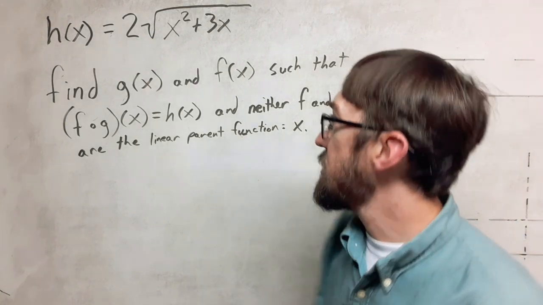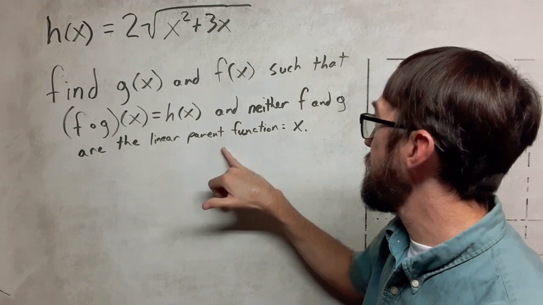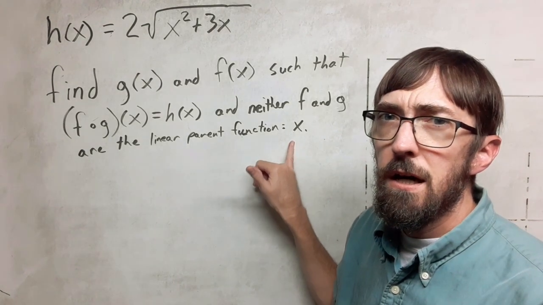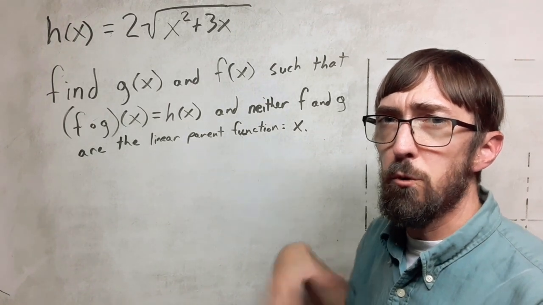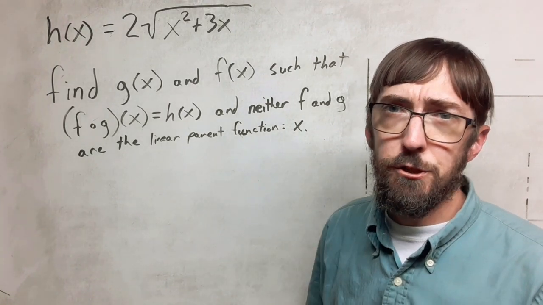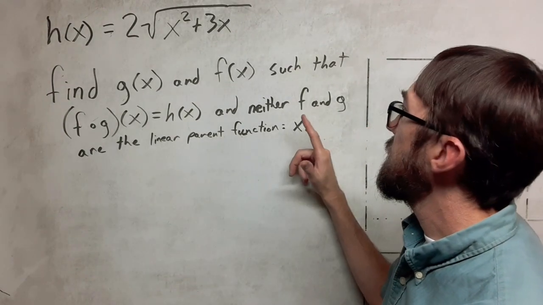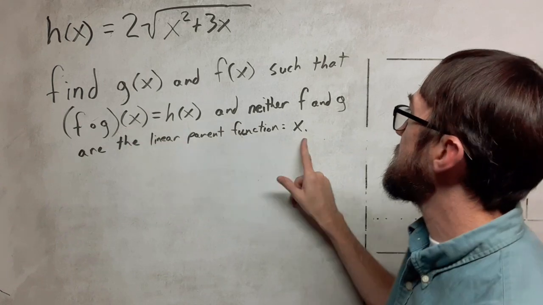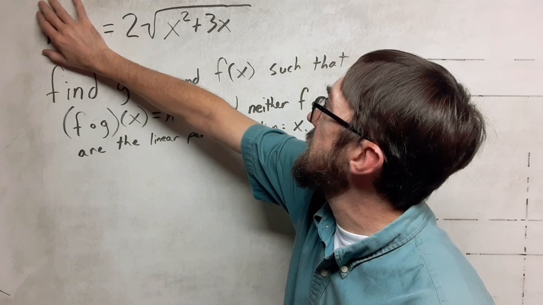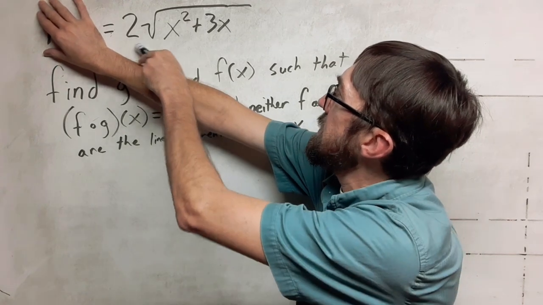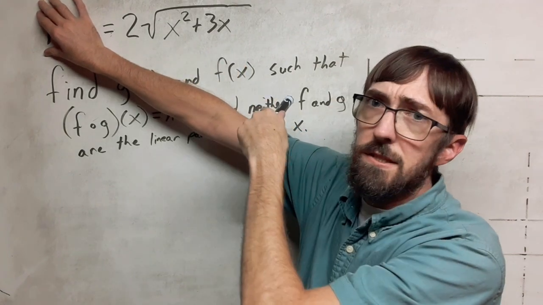And we're also given the restriction that we don't want either f or g to be the linear parent function, which is just x. Because that's really trivial, and we don't want something that trivial. We want something a little more interesting, because the easiest thing to do would be to just claim that g of x is x, and f of x is what we see here, so that every time I see f of x here, I just replace each x with x.